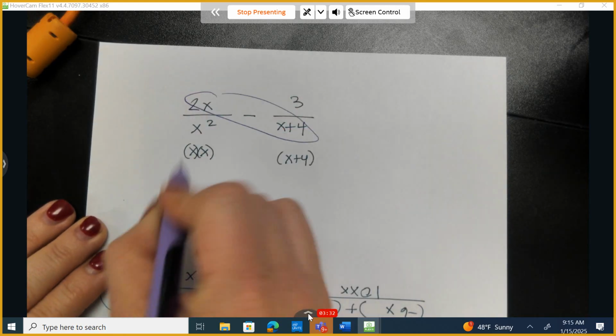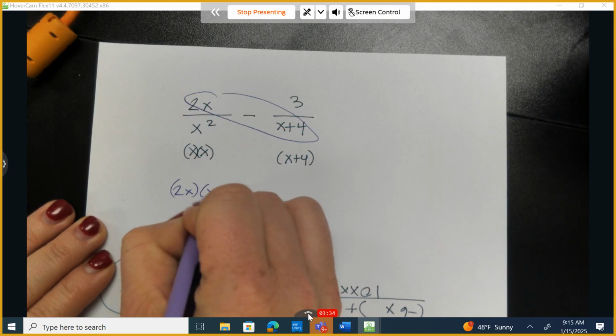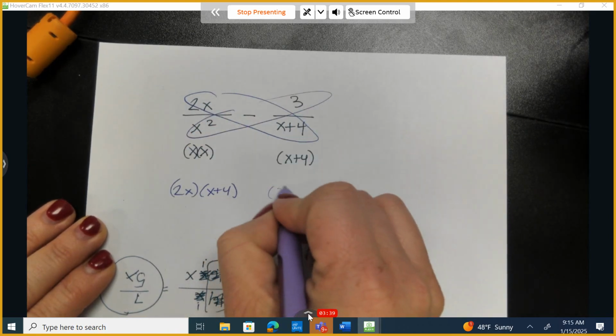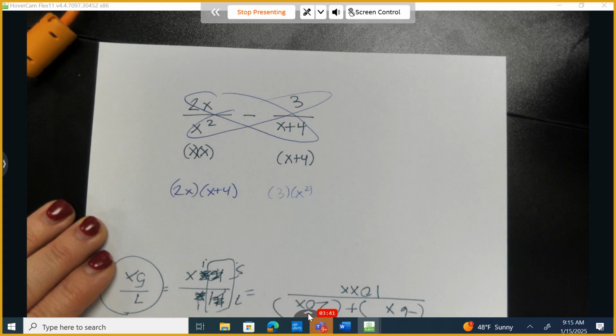Okay, what does the butterfly method look like? I'm going to multiply these first. So I'm going to take 2x times x plus 4. And then I'm going to do this diagonal second. 3 times x squared, and my pen is running out.